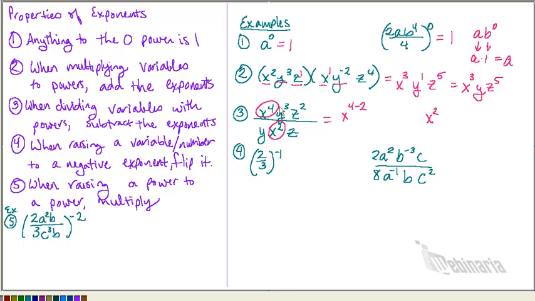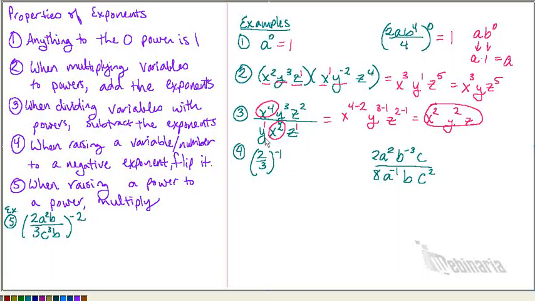Let's look at the y's. Y to the 3rd over y to the 1st. That's going to give you y to the 3 minus 1, which is also the 2nd power. And finally the z's. Z to the 2nd power over z to the 1st. That will give z to the 2 minus 1, which is z to the 1 power. So this is a simplified form of example 3.